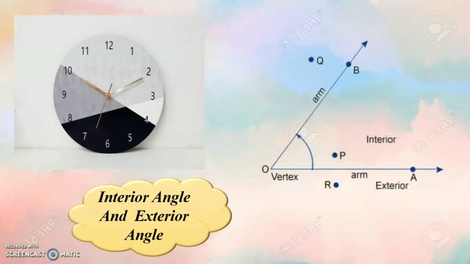Check this example. We have angle BOA. In this angle BOA, point P is inside the angle. So, point P is called an interior point of angle BOA, while point R and point Q are on the outside. So, point R and point Q are called exterior points of angle BOA, and the points which are on the angle BOA are point B, point O and point A.